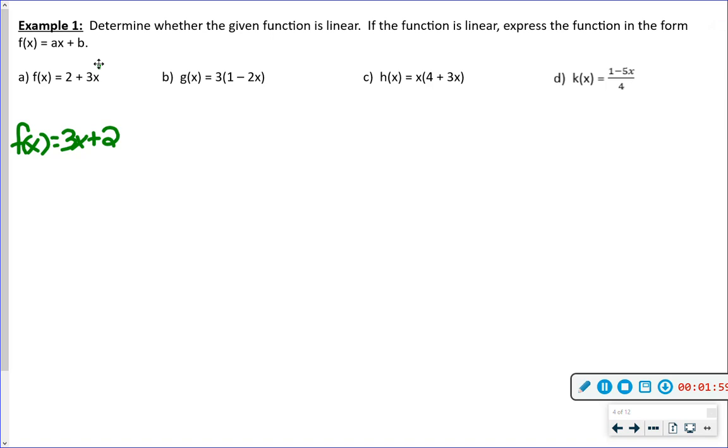Now, looking at g, I can tell you right now, g is also a line, because you really have x to the first. But if I'm going to write it ax plus b, mx plus b, we should distribute and simplify. So let's run the 3 through, 3 times 1, 3 times negative 2x. And then, of course, I don't like the order. I'm just going to flip them around.